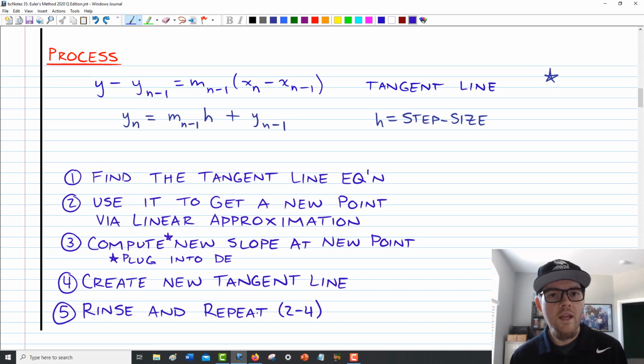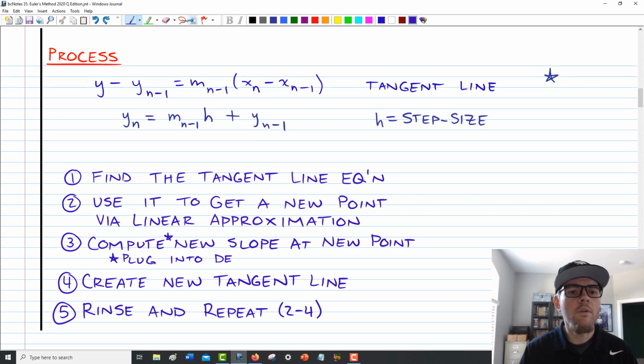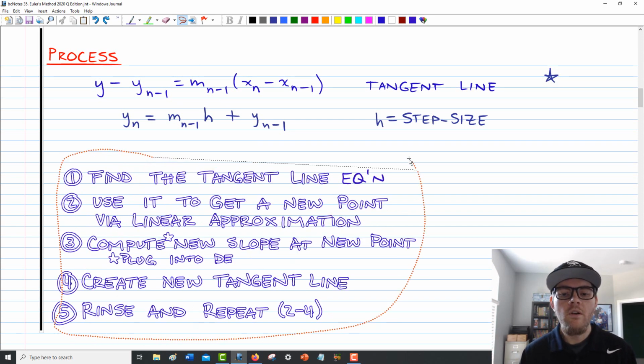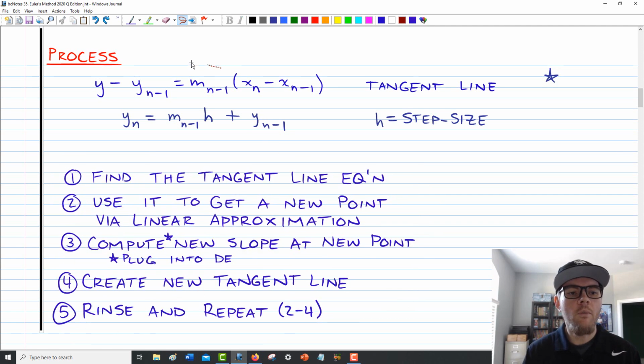Just keep doing the same thing until you've reached the approximation point that you're looking for, until you reach whatever the final x value was that you're trying to approximate the value at. And this process is going to work really effectively. It's basically just always using skills that we know. We don't have to memorize some brand new formula. We don't have to memorize some sort of weird relationship.